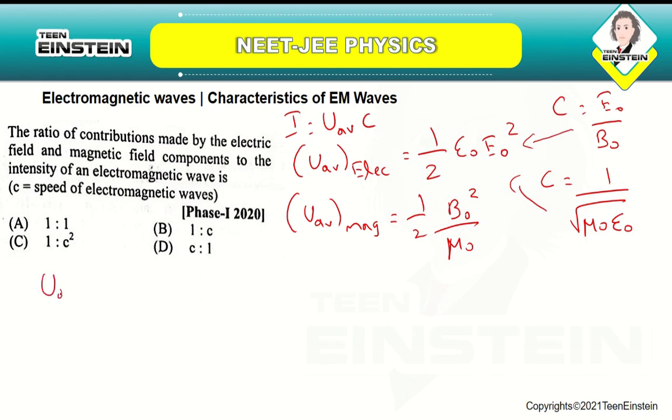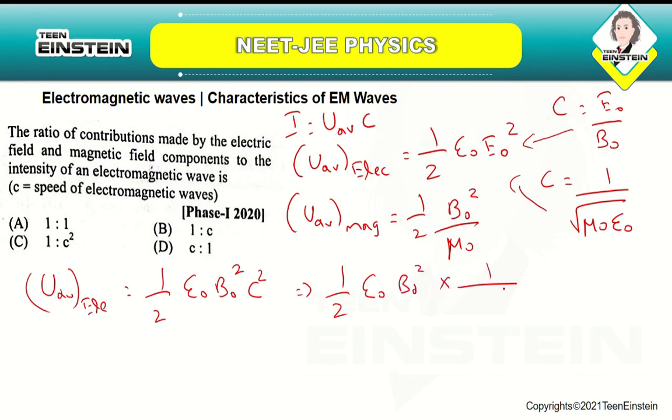So here you will be getting U_av in terms of electric field equal to half epsilon naught B naught square C square, because E naught is B naught into C, so you are substituting it here, and again for C you are going to substitute, which is equal to half epsilon naught B naught square into 1 by mu naught epsilon naught. So this epsilon naught and epsilon naught will cancel each other and you will be getting B naught square by 2 mu naught.